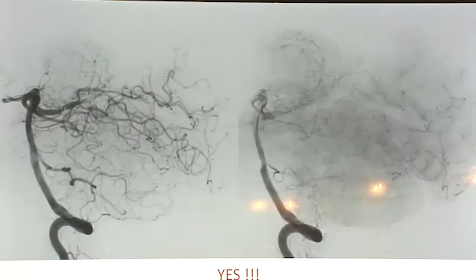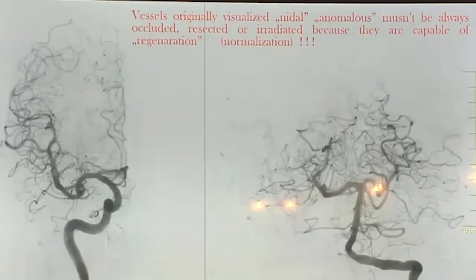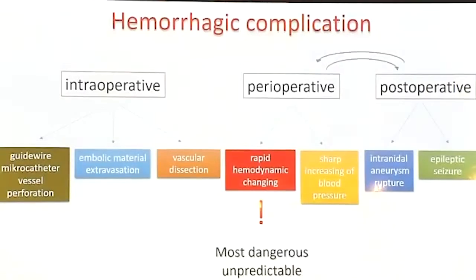I would like to say, I never propose only a transvenous approach, but this is danger for rupture. I propose only a combined arteriovenous approach. Interestingly, vessels originally visualized in these anomalies mustn't always be occluded, resected, or irradiated, because they are capable of regeneration and normalization. And now about complications.